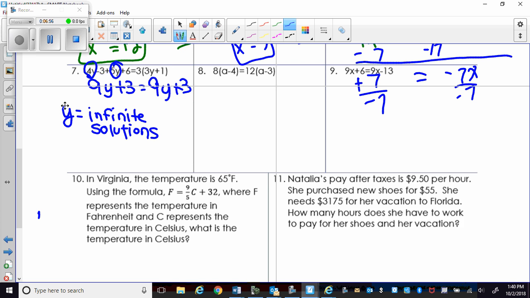Number 8, we need to distribute. Have 8 times a, or 8a, and then plus 8 times negative 4 is negative 32, equals 12 times a, or 12a, 12 times negative 3, negative 36.